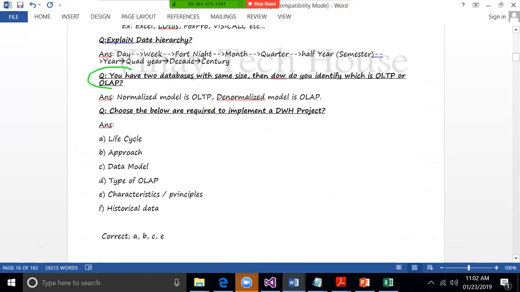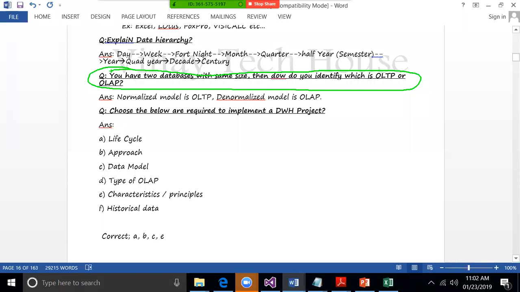What's the first one? Guys, you got two databases. Same size. Two databases, same size. 2 terabyte, 2 terabyte. How do you recognize which one is the OLTP database, which one is the OLAP database? You have two buildings, same size. On what basis do you use one as a godown, one as a residential area? Size is the same, so size is not the matter here. Internal structure. A godown contains fewer doors, fewer windows, fewer partitions, whereas a house contains many doors.